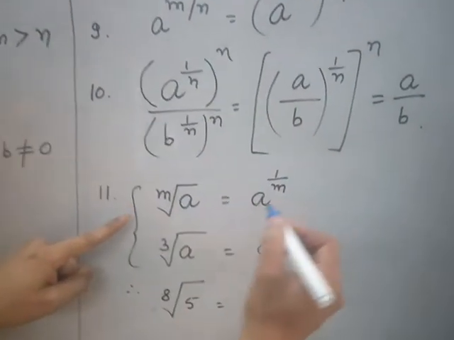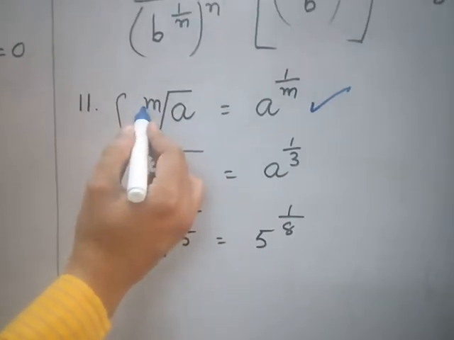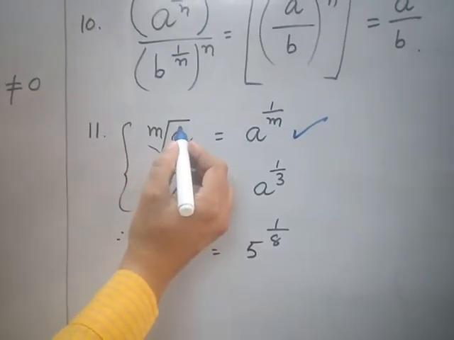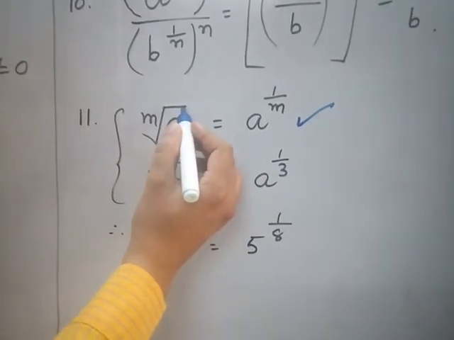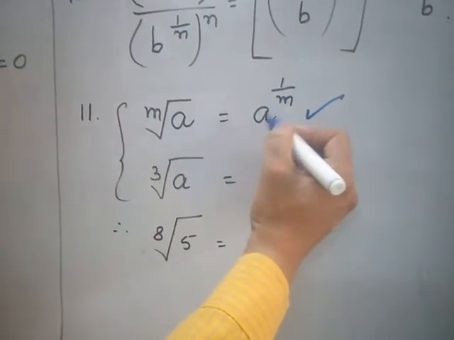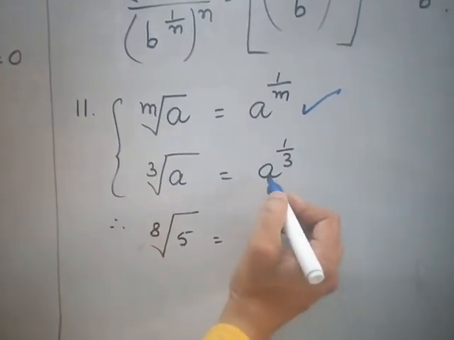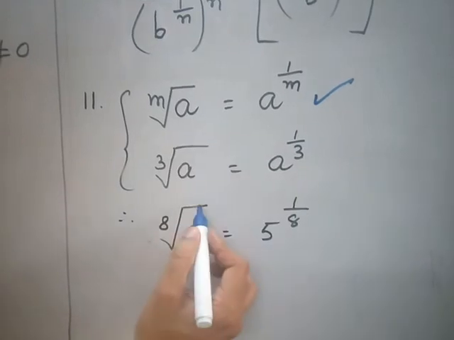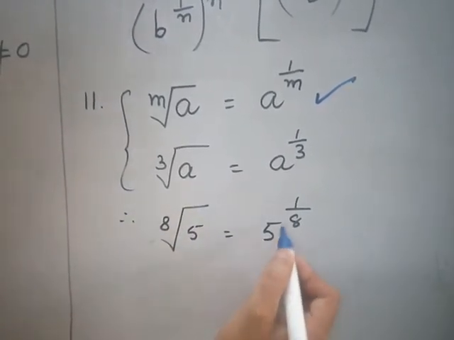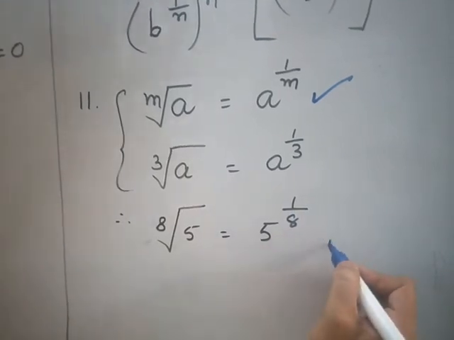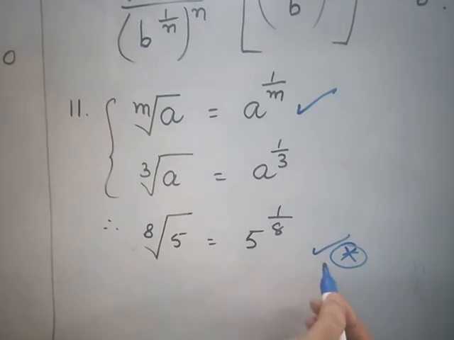One very important thing: you see this, the m-th root of a. You can write it as a^(1/m). If you are given the third root of it, you can write a^(1/3). If you are given the eighth root of 5, you can write 5^(1/8). It is very important. We will use it for solving exercise 1.6.